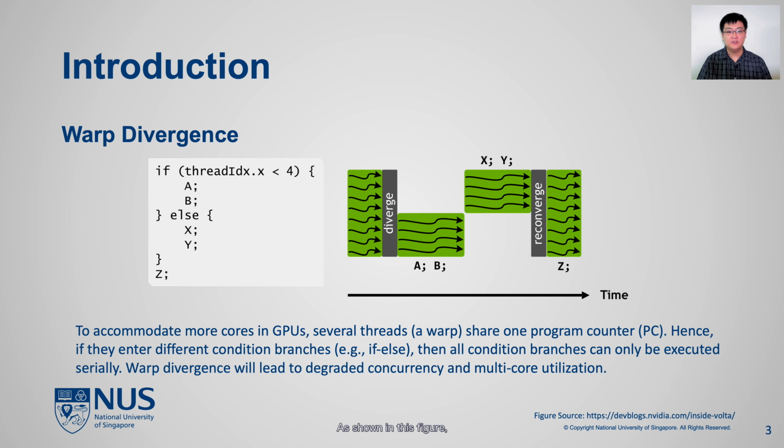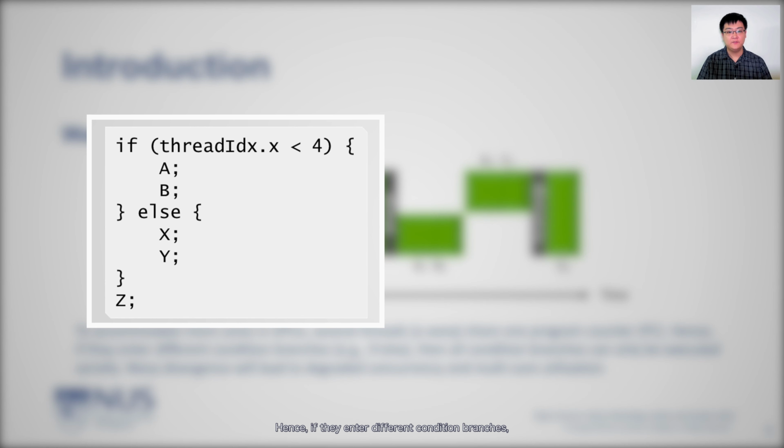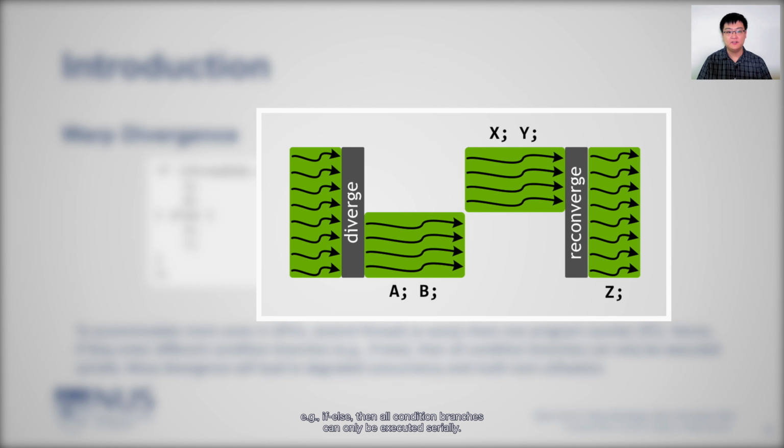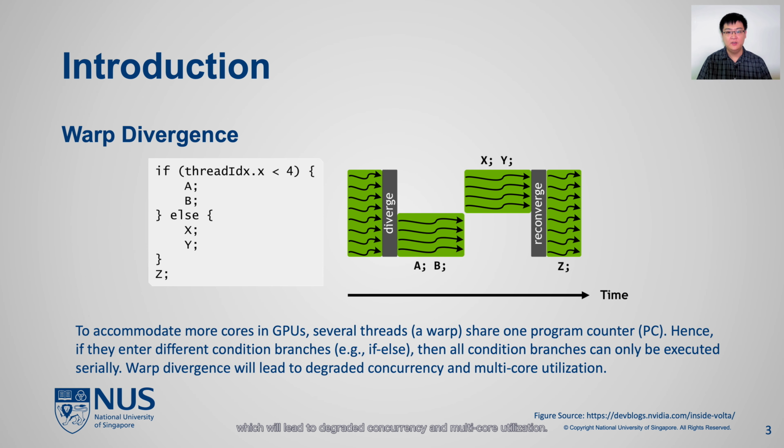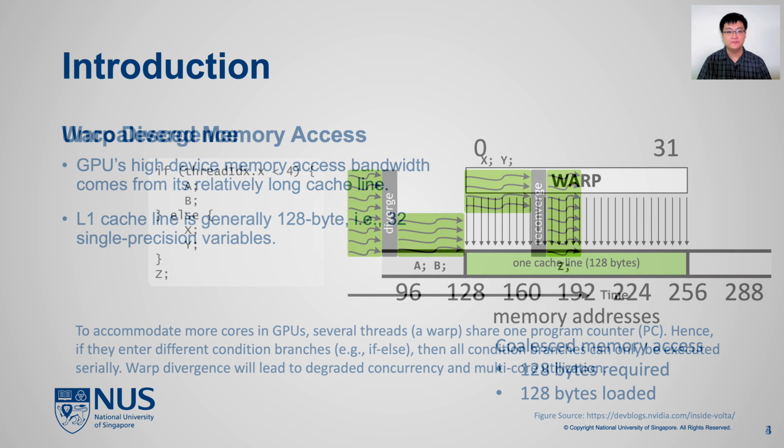As shown in this figure, to accommodate more cores in the GPU, several threads, that is a warp, share one program counter. Hence, if they enter different condition branches, for example if-else, then all condition branches can only be executed serially. This phenomenon is warp divergence, which will lead to degraded concurrency and multi-core utilization. This makes it difficult to efficiently use hardware resources for applications with relatively complicated conditional branches on GPUs.